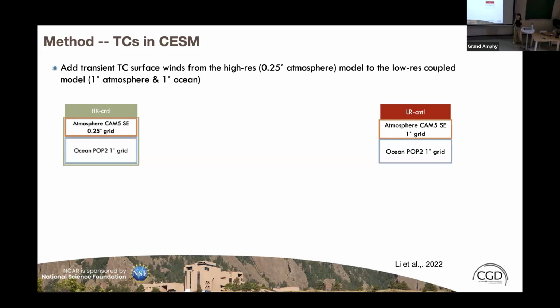I was talking about experiment design using two versions of CESM. The high resolution provides the TC winds for the low resolution. The low resolution is a 1 degree model, 1 degree atmosphere coupled to 1 degree ocean. We found that in the CESM 1 degree model, you have maybe 8 to 14 TCs per year, but they're all below category 1. So we regard this model as not having strong TCs. We have a control without strong TCs, and we're going to add model simulated tropical cyclone winds into this 1 degree model. Not realistic, but simulated.